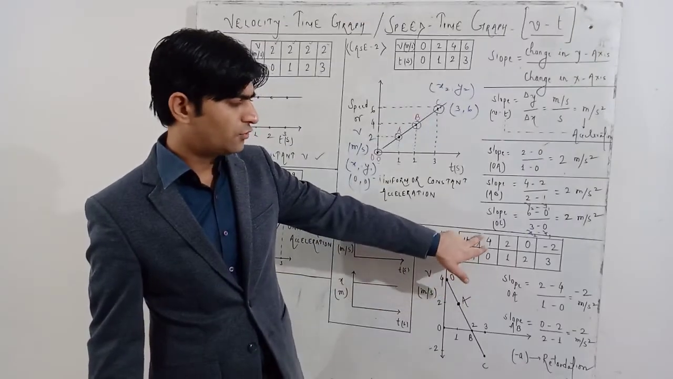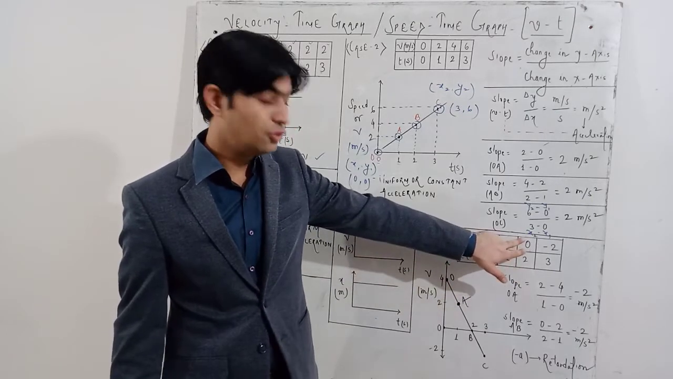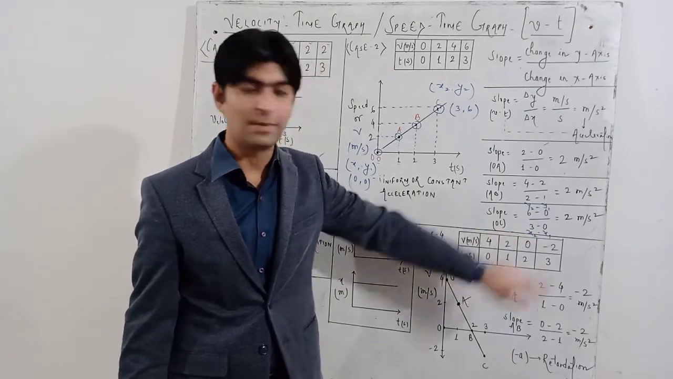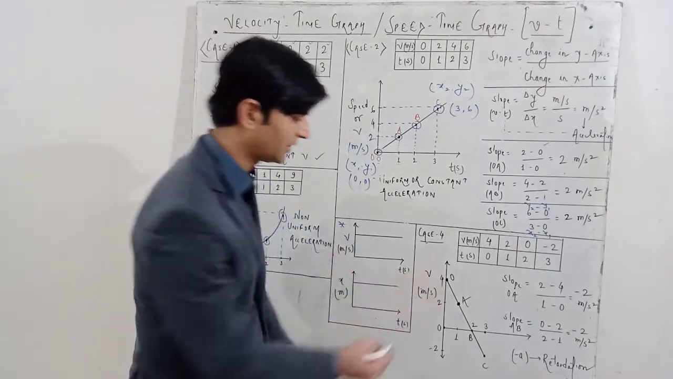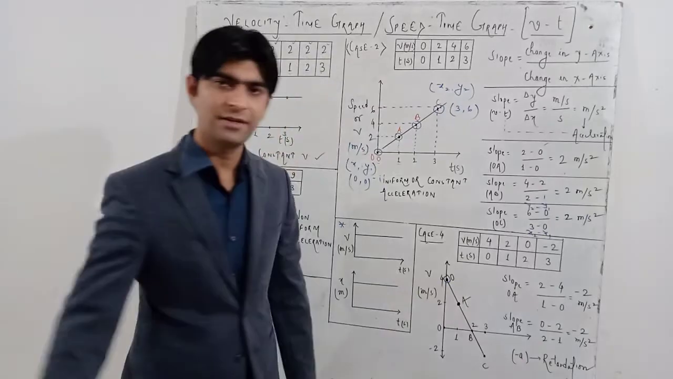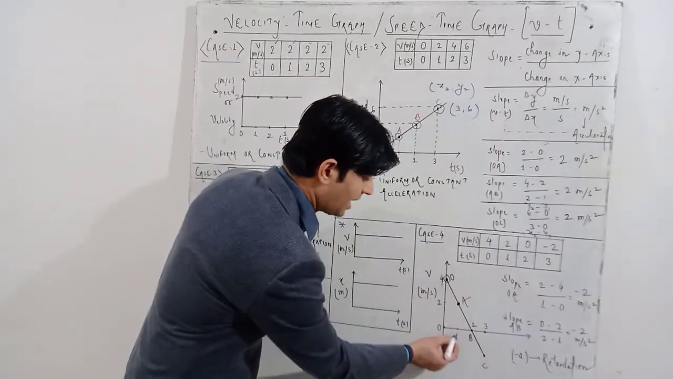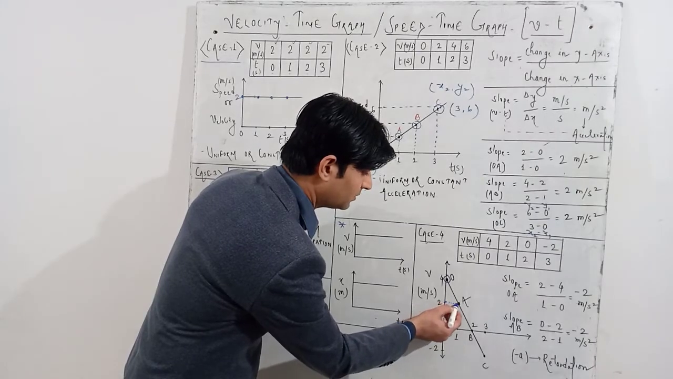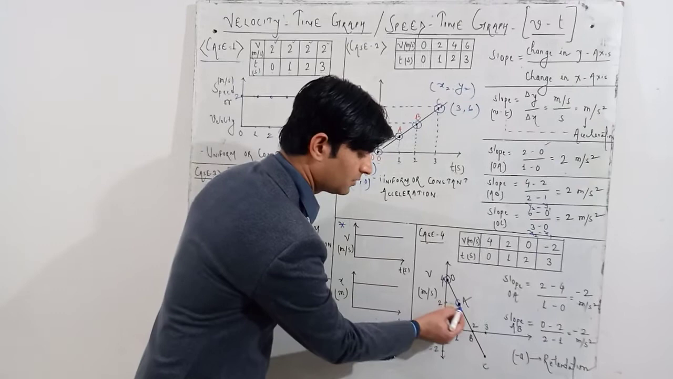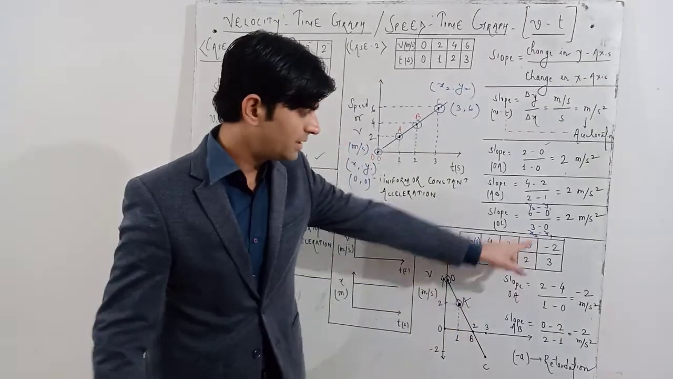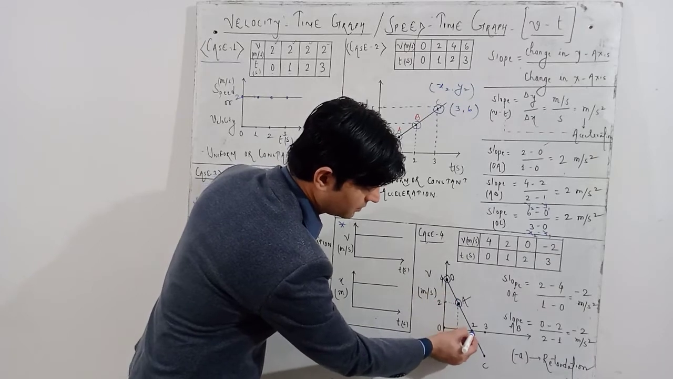at 0 it is 4 meter per second, at 1 it is 2 meter per second, at 2 it is 0 meter per second, at 3 second it is minus 2 meter per second. At 0 it is 4 meter per second. This is the first point. At 1 it is 2 meter per second. This is the second point. At 2 it is 0. So at 2 second the graph is crossing this 0.